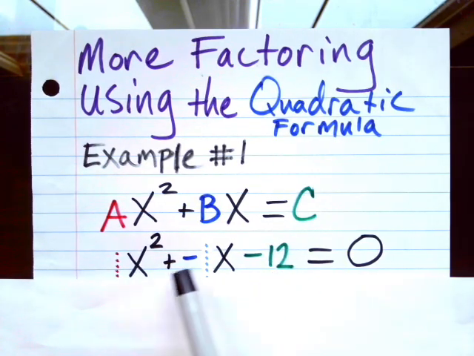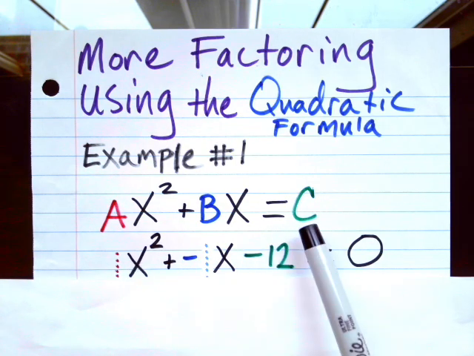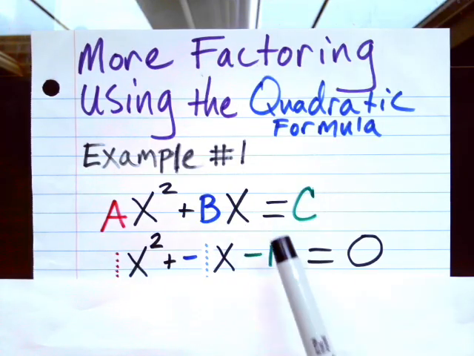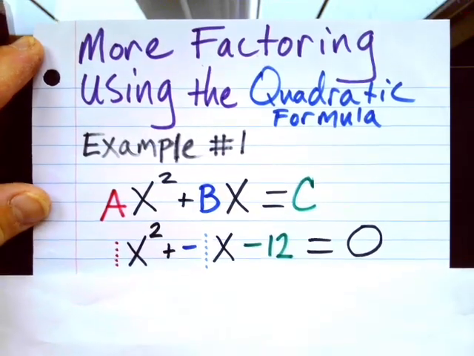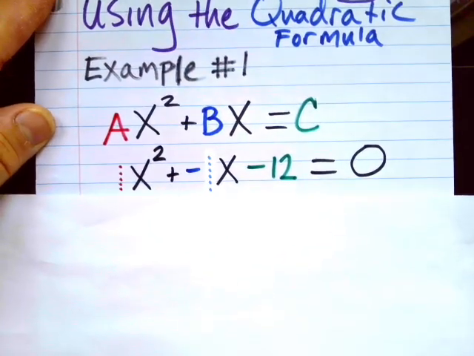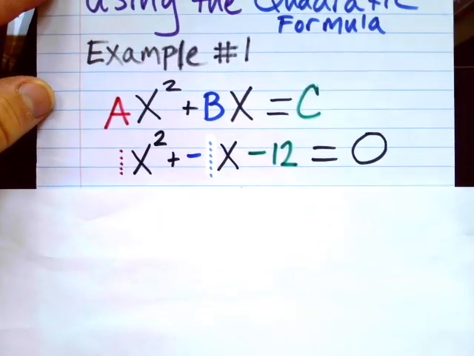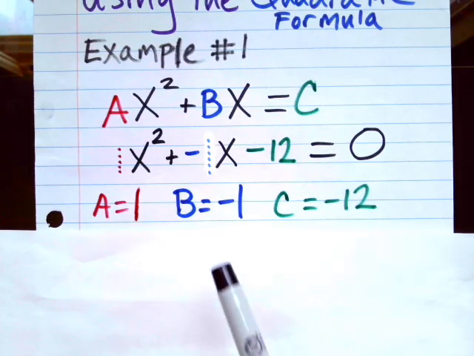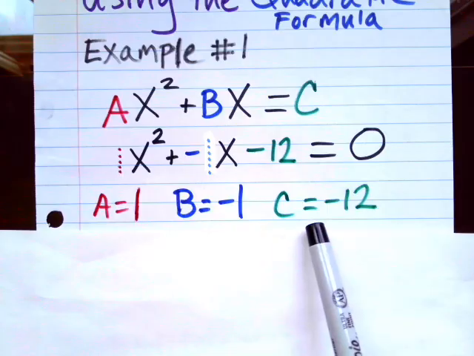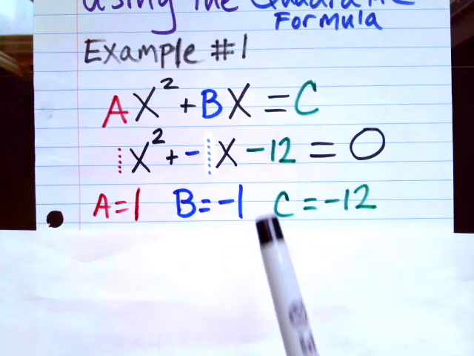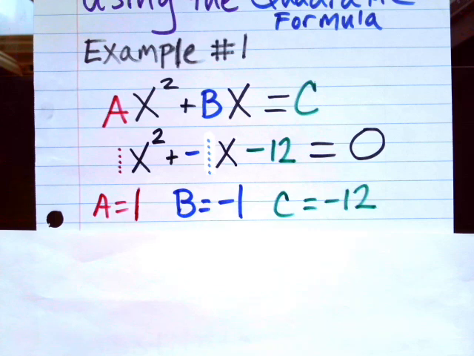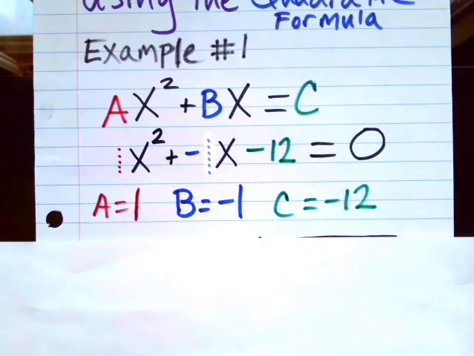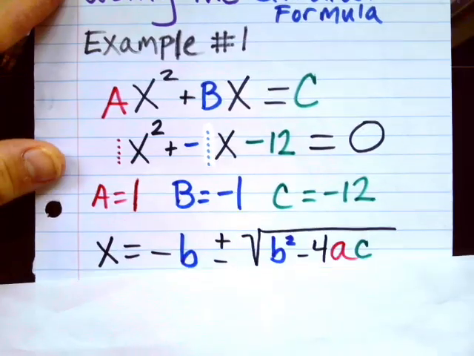Remember, it has to be in this form, equal to 0, in order for you to use this quadratic formula. So you have to move a value to the left side of that equal sign if it happens to be on the right. I'm just going to organize my values for this quadratic formula, because each of these letters is in the formula. So my A value is 1, my B value is a negative 1, and my C value is a negative 12. I'm going to label these and start substituting them into the formula.